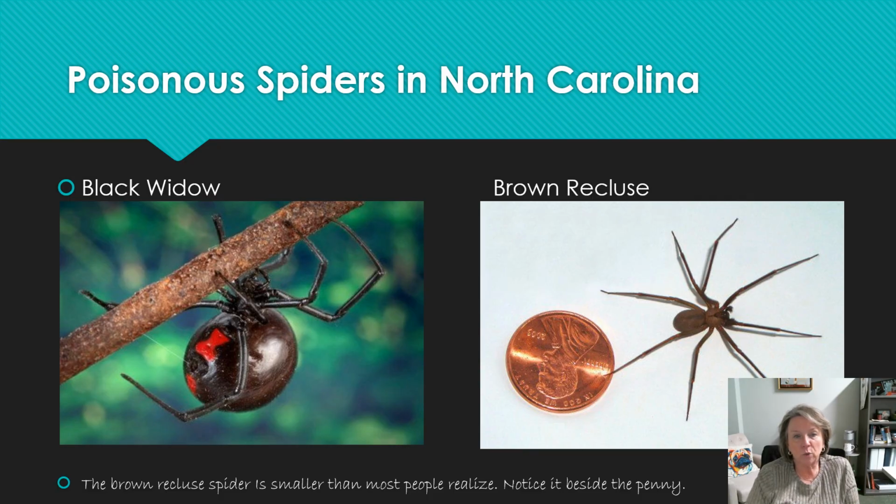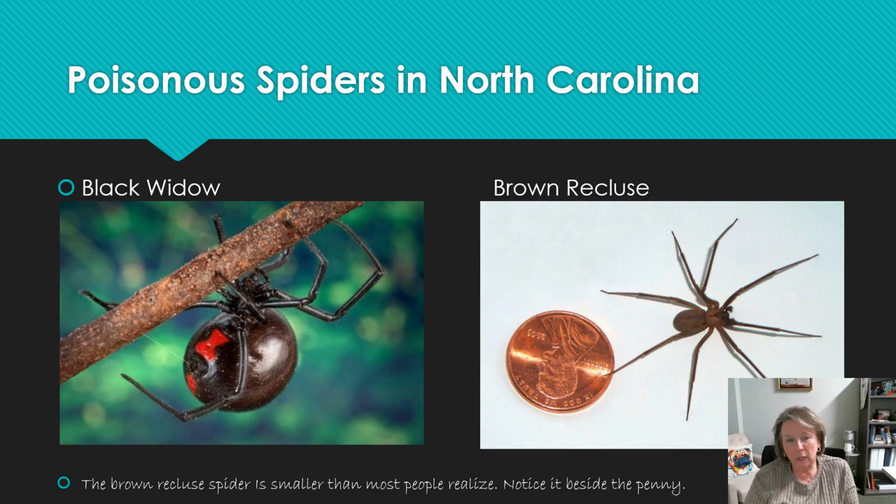So poisonous spiders in North Carolina, we have black widows and we have brown recluses. Both can cause death to tissue. And so it's very important that you seek out medical help if you are bit by either spider. If you look at the brown recluse over to the right, it's by the penny. It's not a very big spider, but it can cause some major, major damage. It literally, the tissue starts to die. It'll necrose. The brown recluse spider is smaller than most people realize. Notice it beside the penny. And it is, it's teeny.